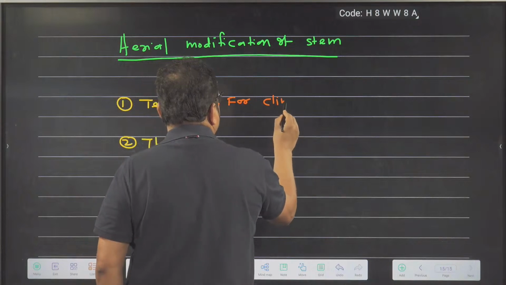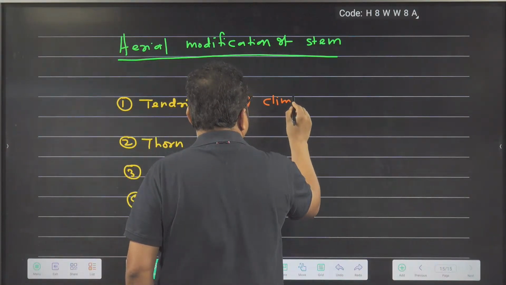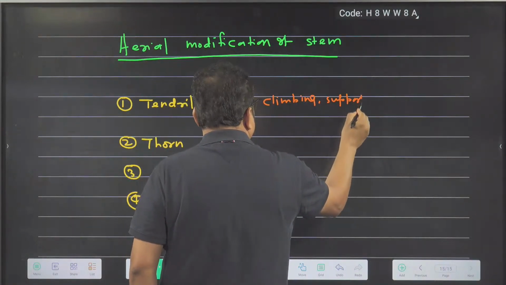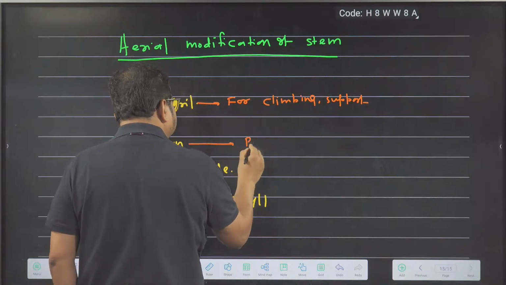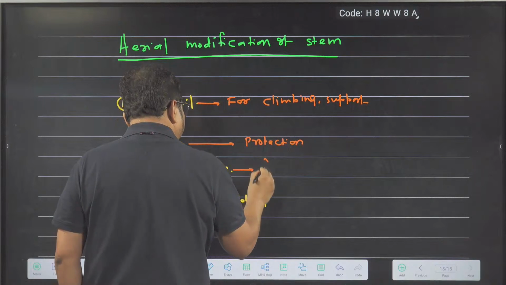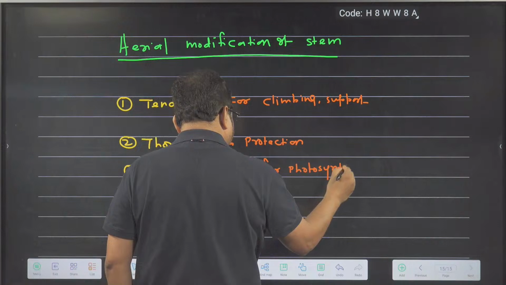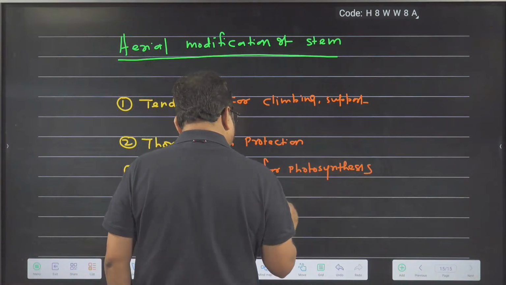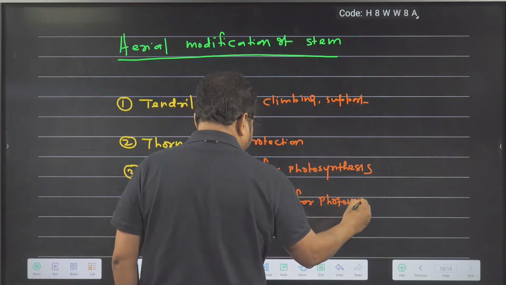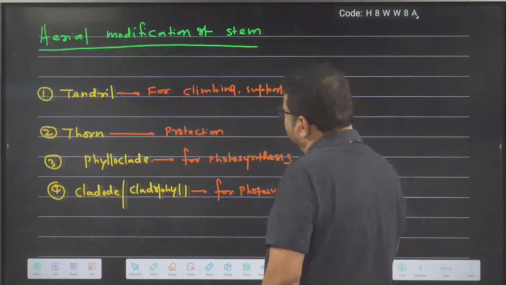So tendril is for which purpose? For climbing, support. Thorn is for protection. Phylloclade is for photosynthesis. And cladode or cladophyll is also for photosynthesis. Now we are going to deal with each and every one.